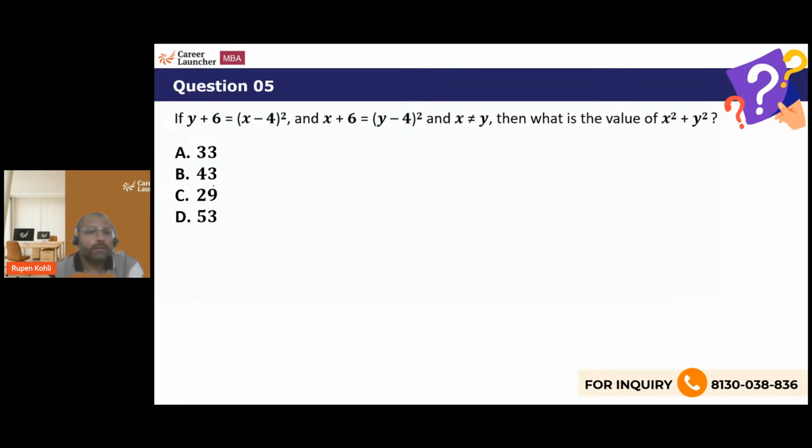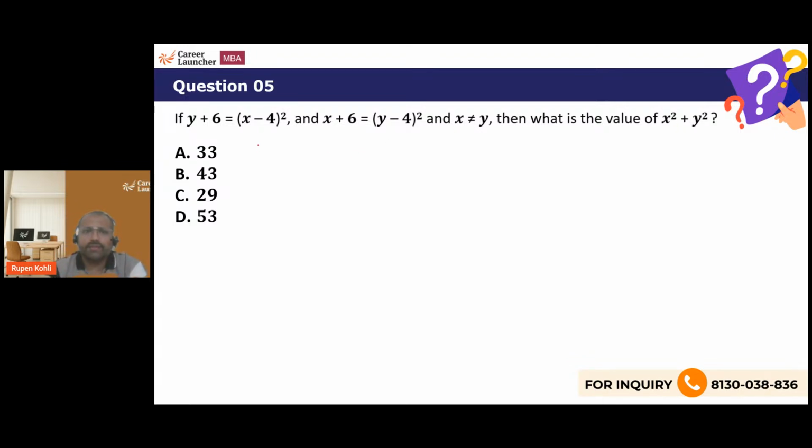So now, you can see again the equations over here are symmetric, right? Do you see the pattern? The equations are just like x and y have been replaced between the two equations. Y plus 6 is x minus 4 whole square, whereas x plus 6 is y minus 4 whole square. So very similar equations, but x is not y. And then he's asking the value of x squared plus y squared. All right, so let's see.